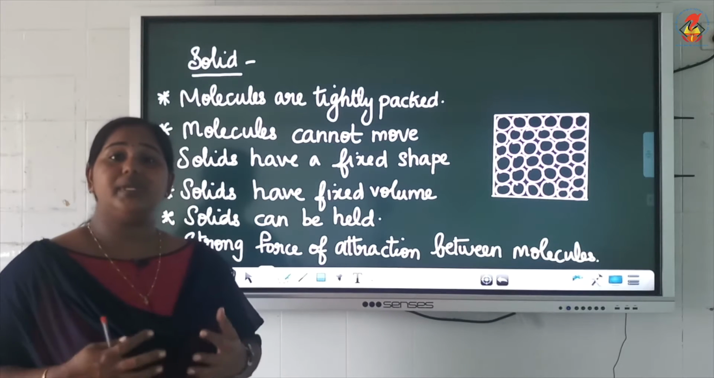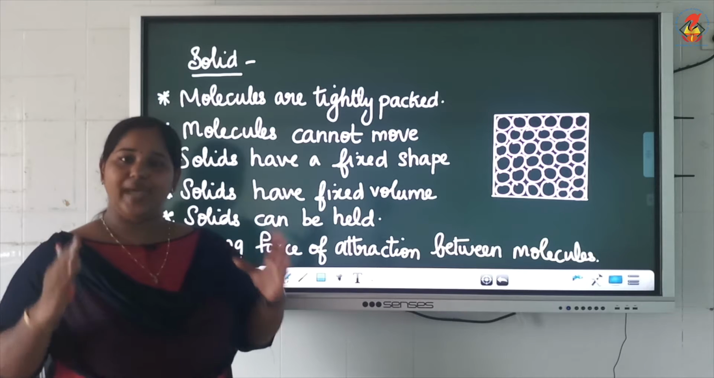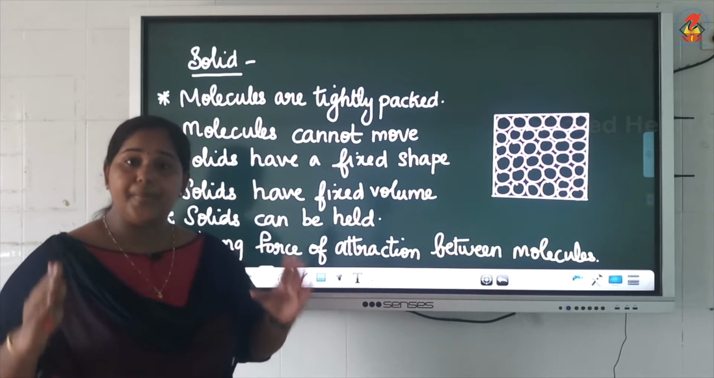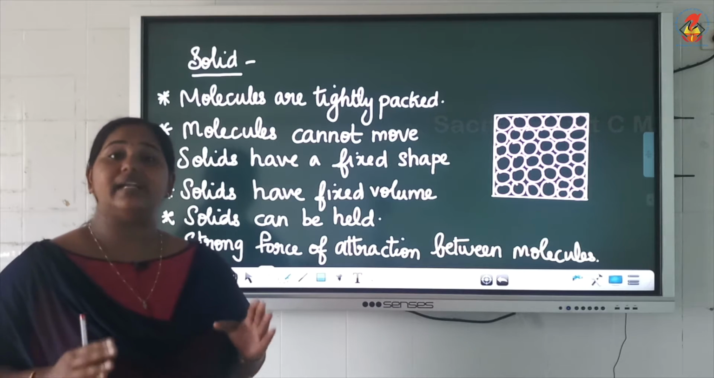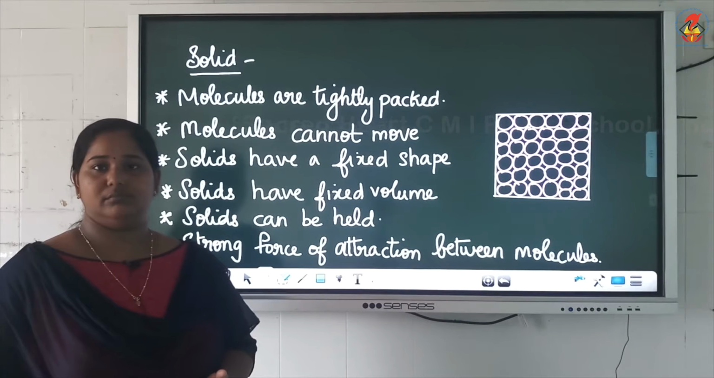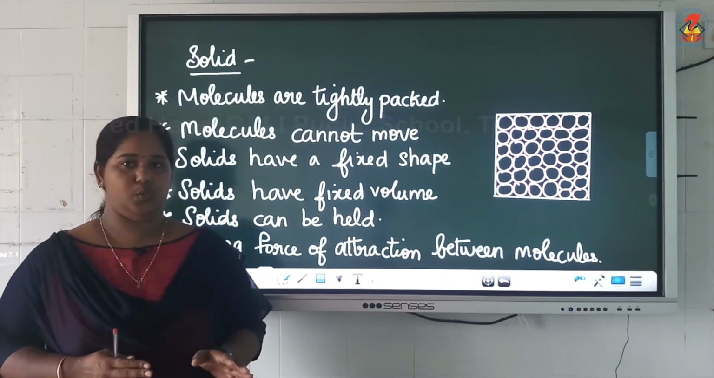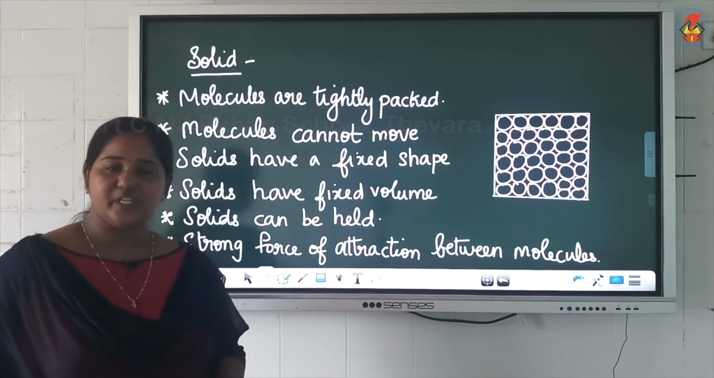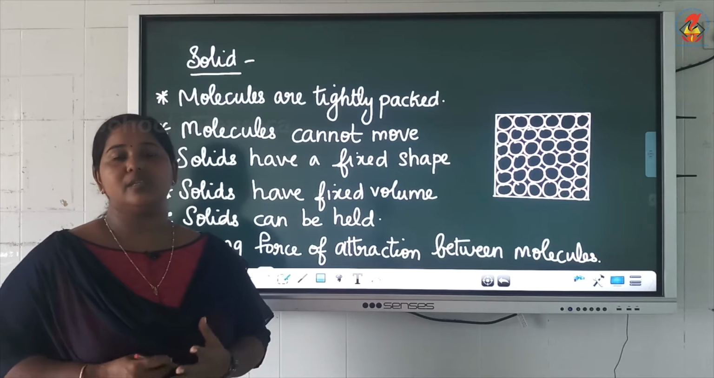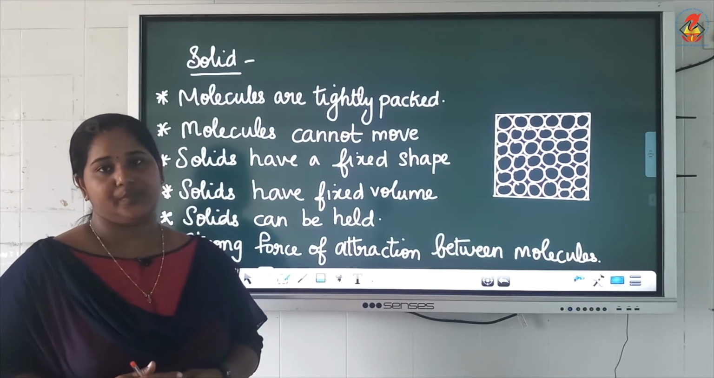So the attraction between the molecules is too much. And because of this well-packed arrangement, solids have a definite boundary and thus a definite shape. You can see a book. A book has a definite shape. Is it shapeless? No. A box, it has a definite shape. A pen, it has a definite shape. Whatever solid things you take, it has a definite shape and boundary.